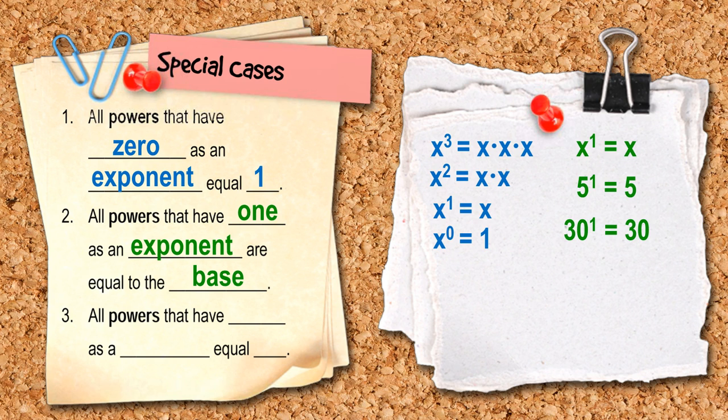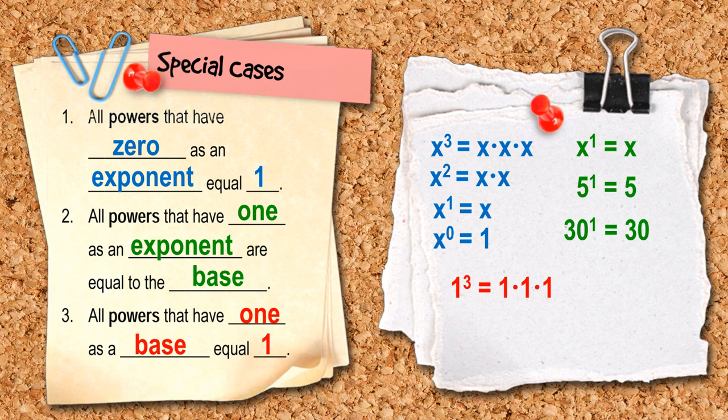This is what we would call one of those invisible ones of math. 5 to the first could be written, but you rarely would see it. You would more likely see it written as 5. The third special case, all powers that have 1 as a base equal 1. Again, very easy to visualize.